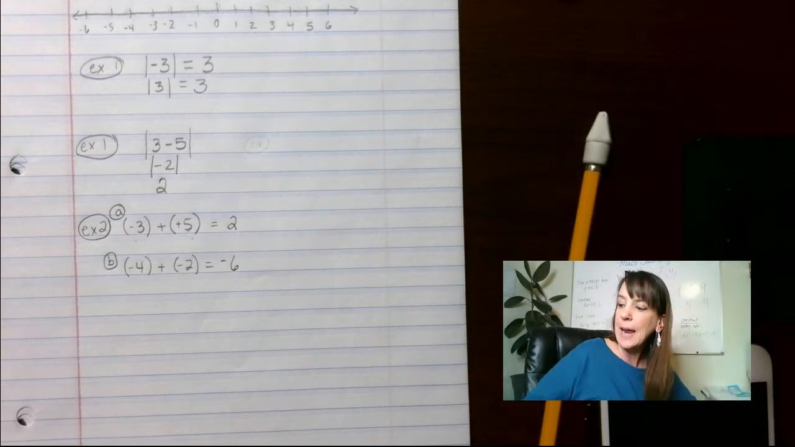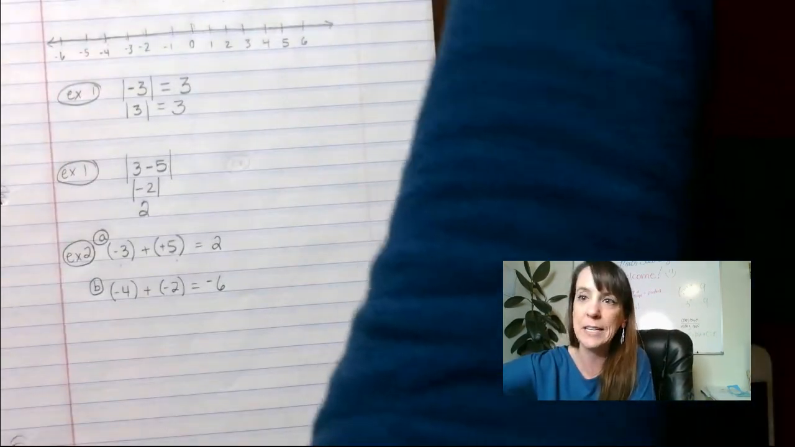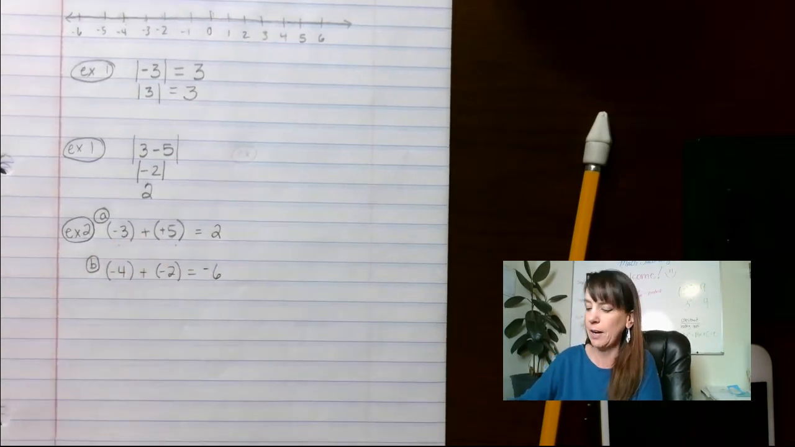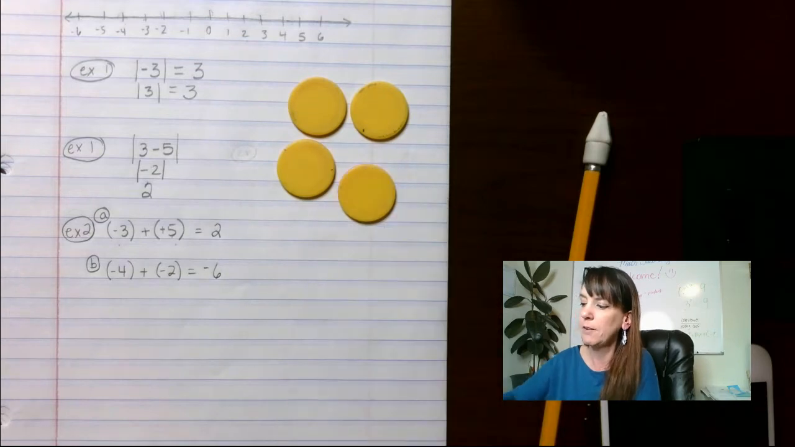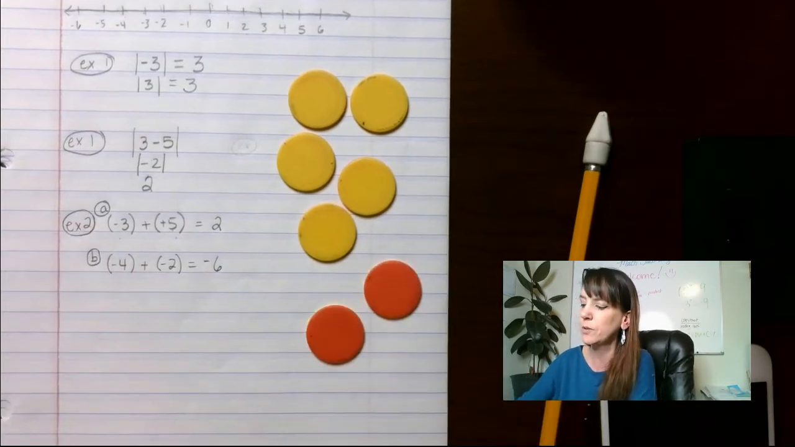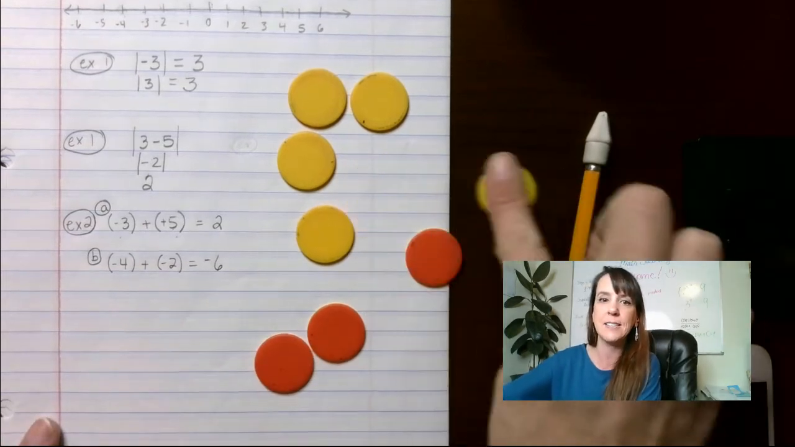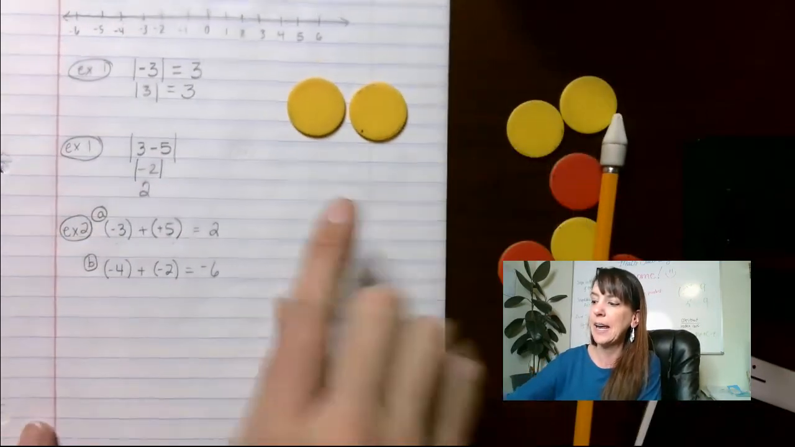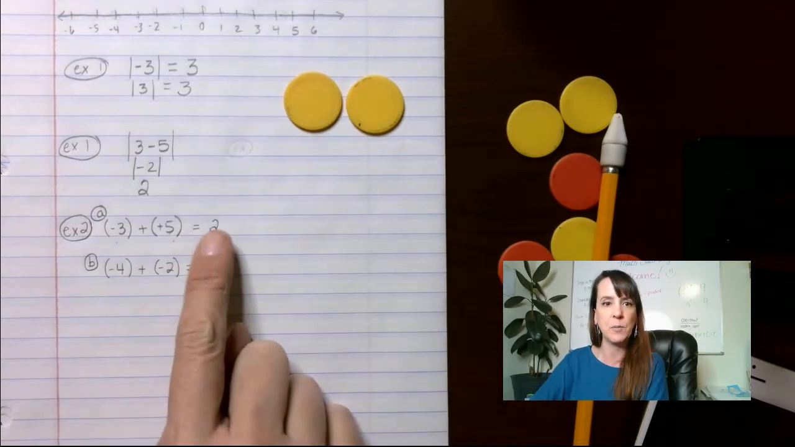All right, so for A there, we've got these chips here. Red is negative, yellow is positive. So for A here, we have -3, +5. So I have 1, 2, 3, 4, 5, and then I have 3 negatives, 1, 2, 3. Every negative and every positive cancels out. So these guys cancel out and they go away. These two cancel out. These two cancel out. And I'm left with 2 positives, right? Because yellow is positive. And that's exactly what happened here.